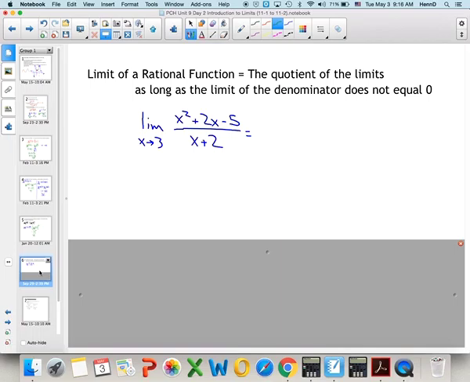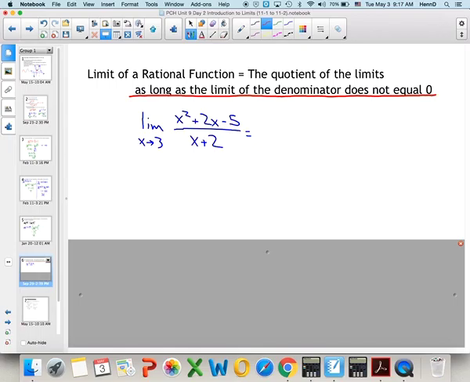And it doesn't have to be necessarily a rational function as we defined it back in chapter 3 where there are two polynomials. It could be the limit of the ratio of any two functions. But there's one thing here. As long as the limit of the denominator does not equal 0, you can find the limit of the function by simply taking the limit of the top divided by the limit of the bottom. Okay? So as long as the limit of the denominator does not equal 0.